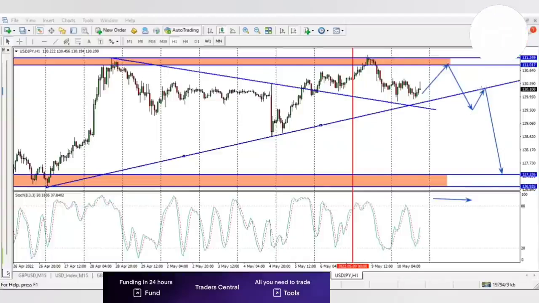Yes, if it goes above here, and if it goes below this trend line, and it is now overbought, you can add more sales going to the demand zone. You understand? Okay, I understand. So that is the strategy. Let's open another currency pair so that you can understand more.